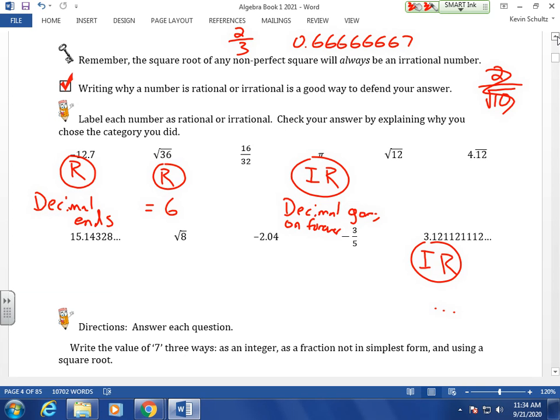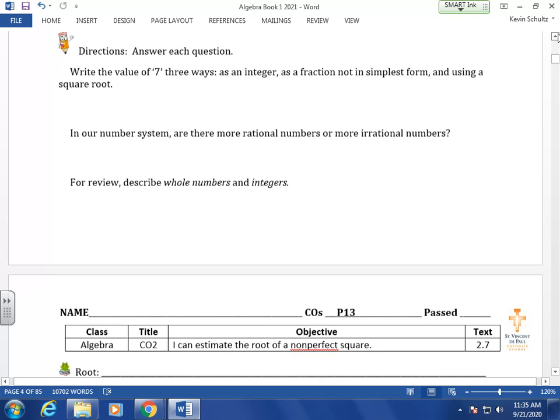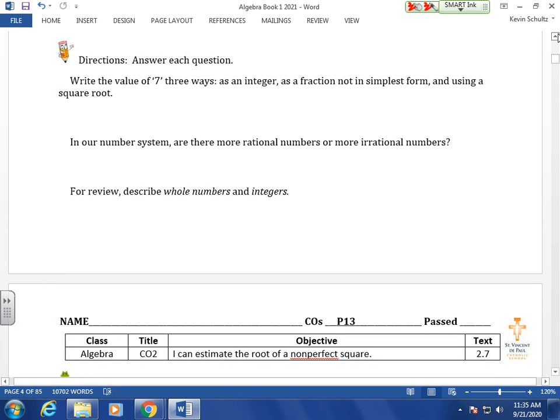Okay. So that's the top part of your homework. The second part, I've got a few questions for you to do. The directions are answer each question. The first one says, write the value of 7 three ways: as an integer, as a fraction not in simplest form, and using a square root. Now the key here is you're writing the value of 7. Your fraction in simplest form might not have a 7 in it anywhere, but still has a value of 7. Same thing with the root. So think about different ways to write various values.